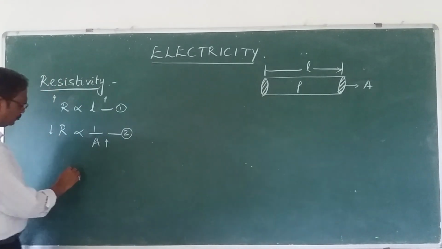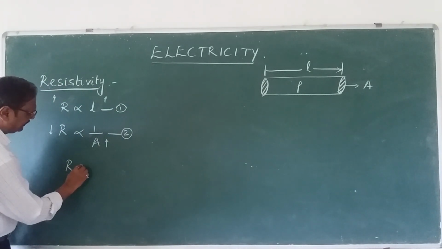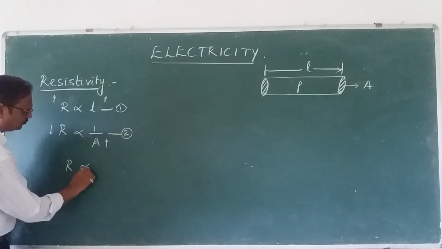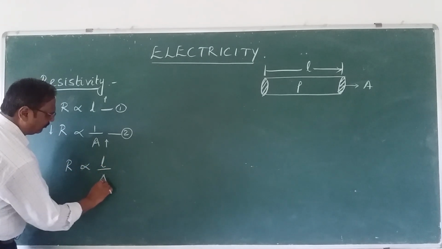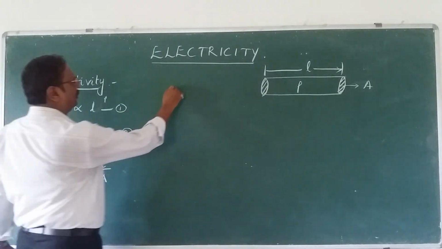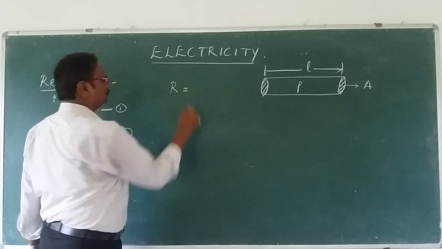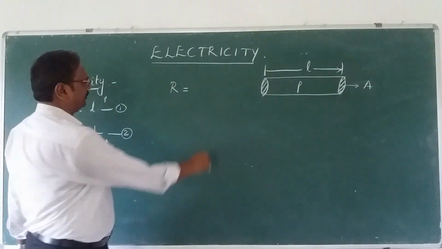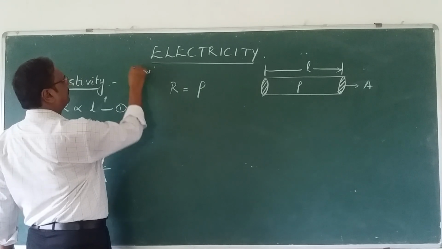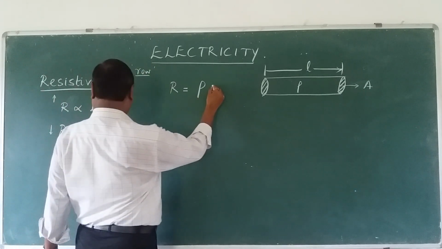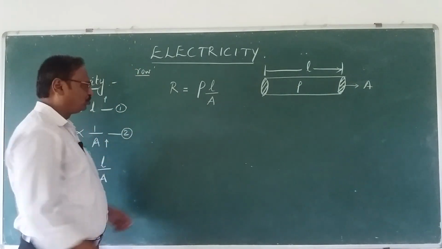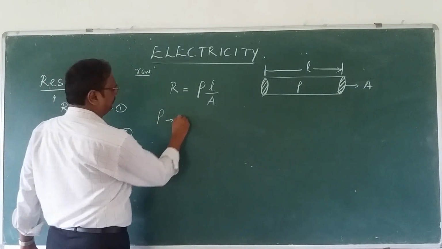When I combine these two together, R is proportional to L upon A. Now from here we move on, R is equal to, we bring a constant, that constant is called rho, R-O-W, you can imagine, right? R is equal to rho into L upon A, where rho is called resistivity.